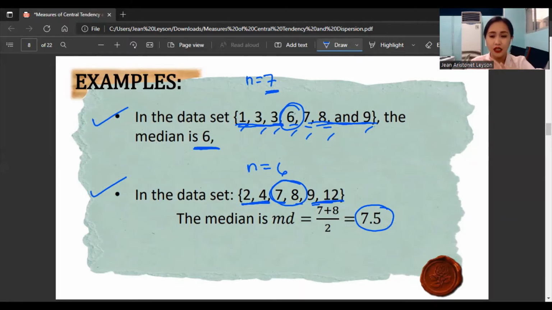So it's actually easier to get the median if the data set is odd, since that can easily be located. But if the data set is even, same as the second example, you get the 2 middlemost numbers, then add and divide by 2. I think that's easy to understand.